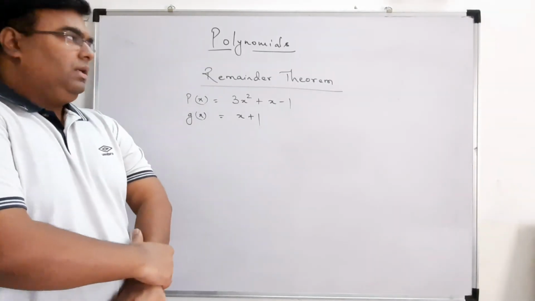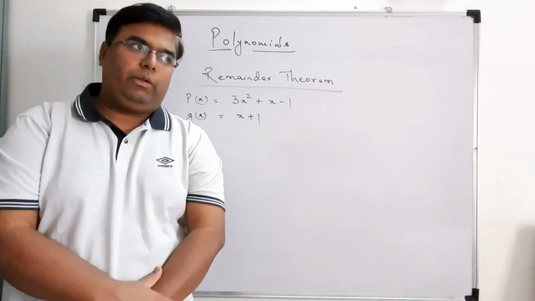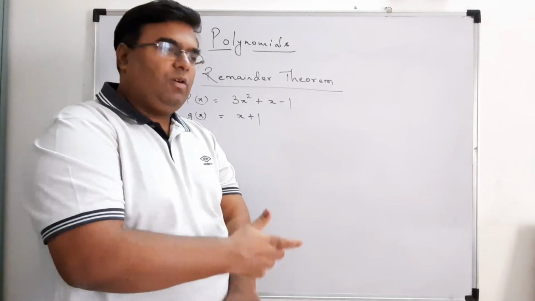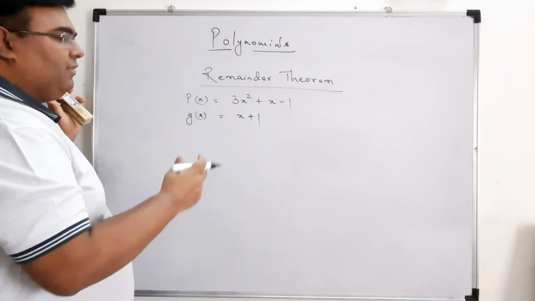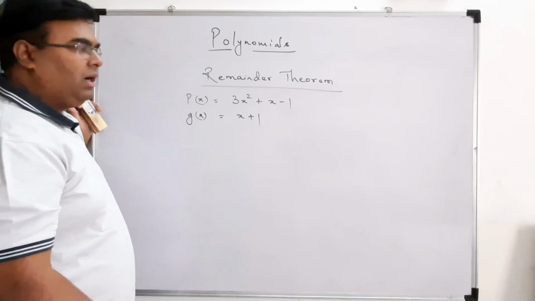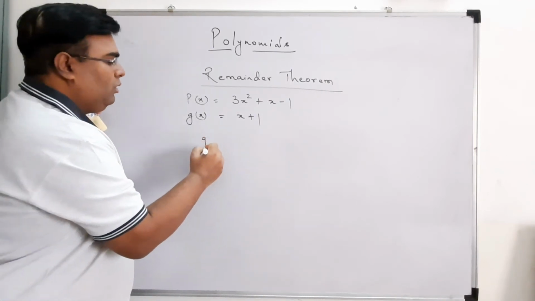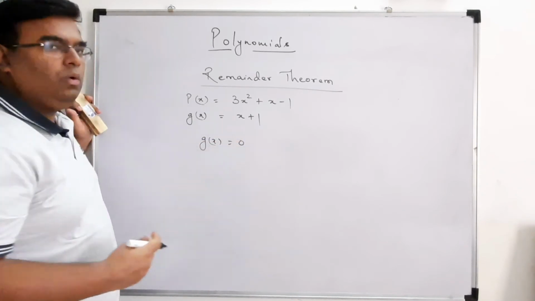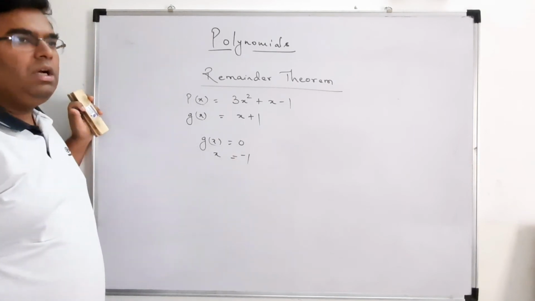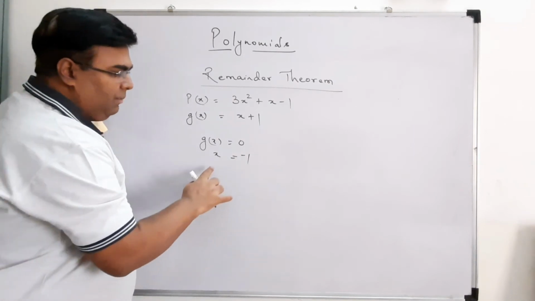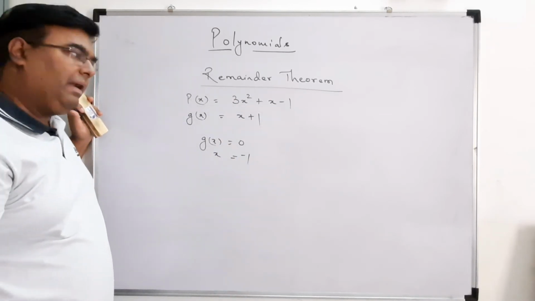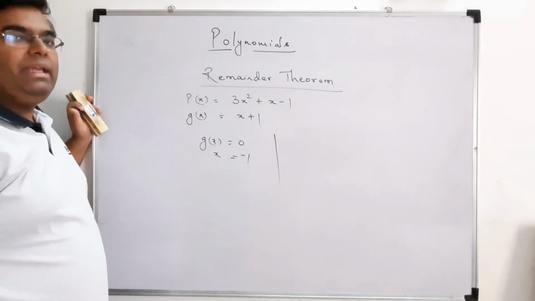Now we will learn about another concept, which is the remainder theorem. As the name suggests, we will get the remainder from this theorem. Okay, so let us take our first example. As p(x) is this and g(x) was x plus 1. Again, what we need to do, we need to put g(x) equal to 0 to get the value of x. So here we will get x is equal to -1.